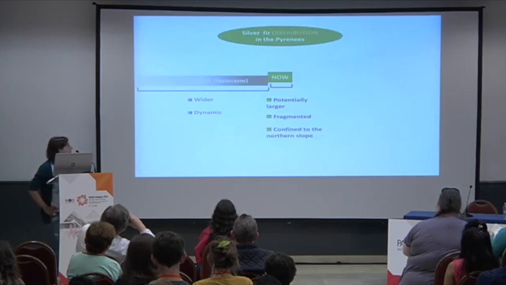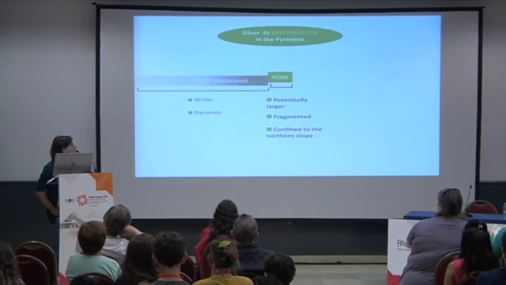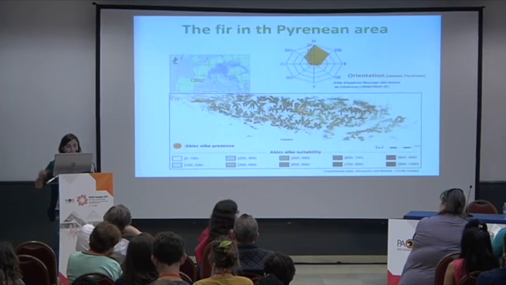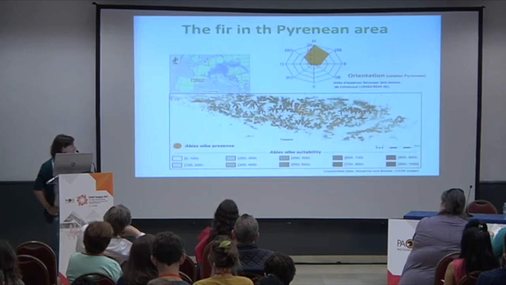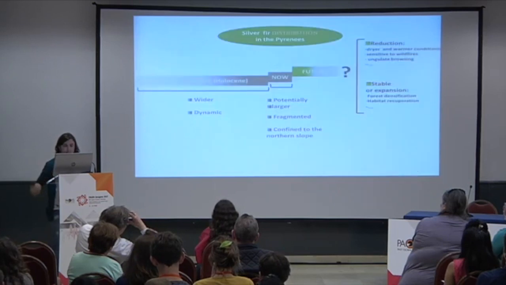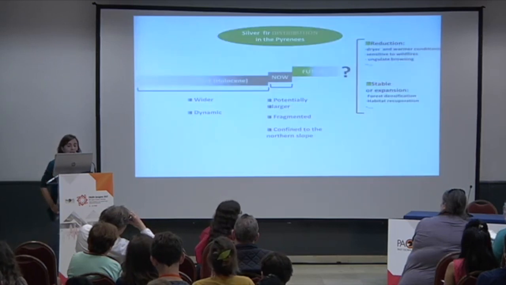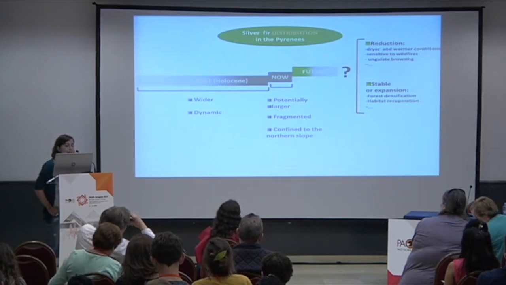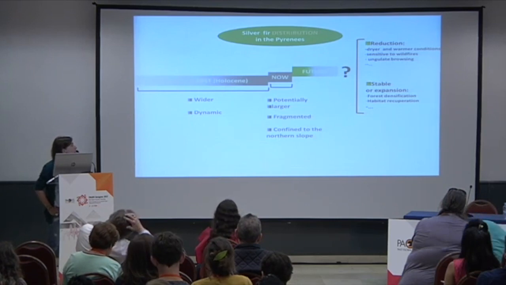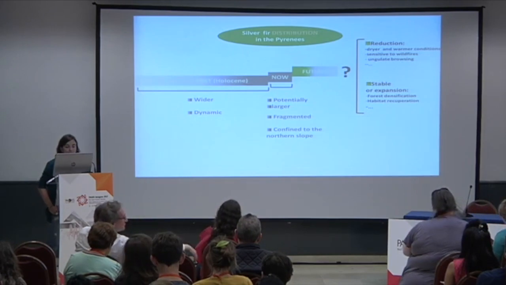And second and third, the actual area is fragmented and confined generally to the northern slope. This map shows quite well this fragmentation, and with this small graphic, we can see this predominant north orientation. Well, and the future is full of unknowns and questions. Some studies suggest a reduction in response to the expected warming, and others suggest stable conditions or expansion.